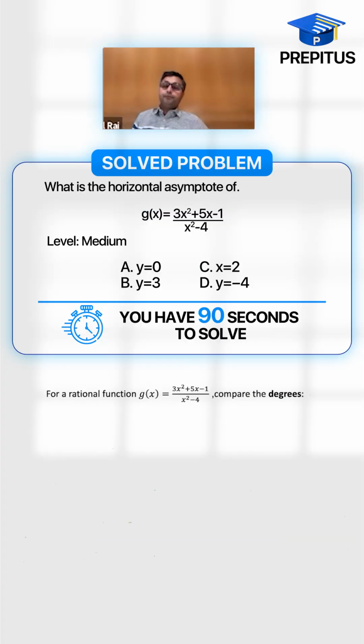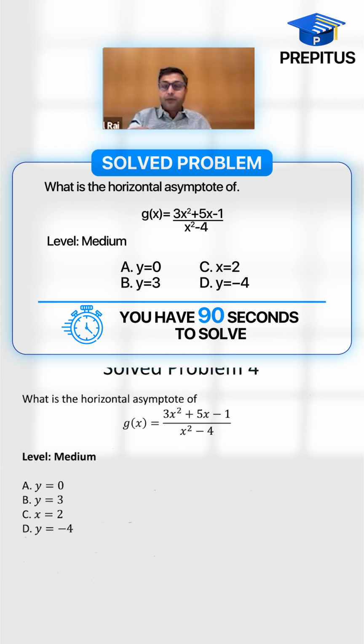The first thing you need to remember is that this is a rational function. Step one: what class of function it is. As you can see, we have been given this function, but nowhere is it written that this is a rational function. But you can see that the numerator is a polynomial and the denominator is also a polynomial. Okay, 3x squared plus 5x minus 1, that's a quadratic polynomial.